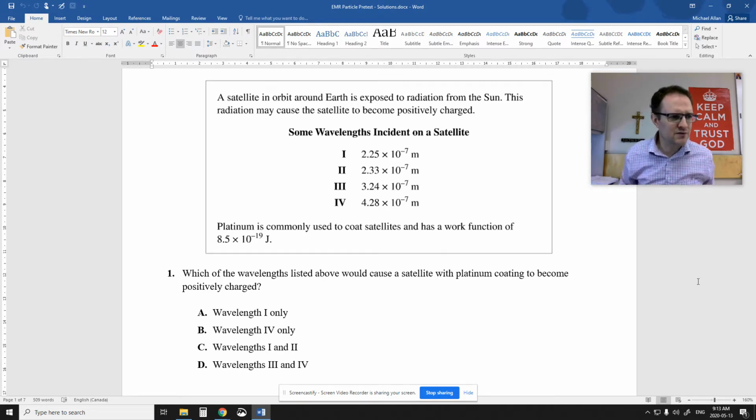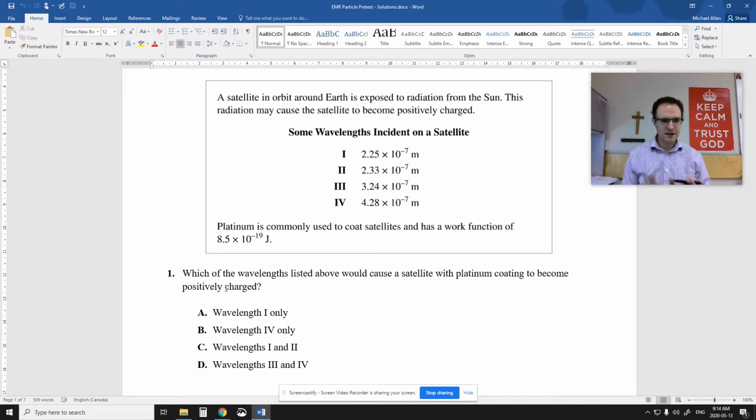So we have some incident rays here, all sorts of different wavelengths. You've got 225 nanometers, I could just change those quickly to nanometers, 233, 324, and 428. Platinum, which is commonly used to coat satellites, has a work function of 8.5 times 10 to the negative 19 joules. Which of the wavelengths will cause a photo emission, which could positively charge it? So you're going to lose electrons. If you lose electrons, you become positively charged.